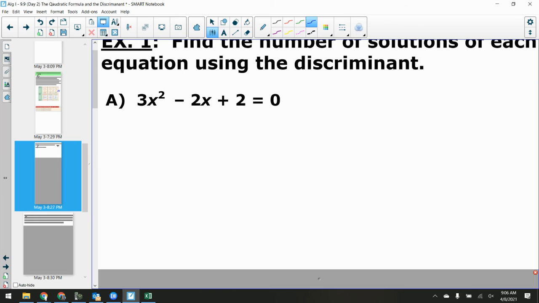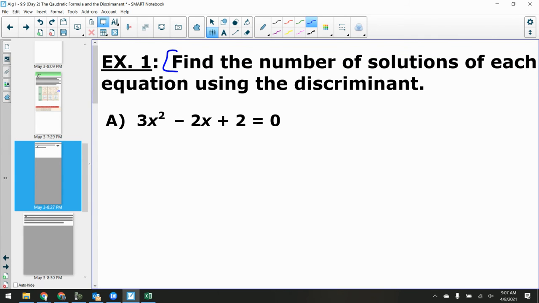Let's see what we got here: 3x squared minus 2x plus 2. Again, what am I doing here? I'm finding the number of solutions. Please understand the directions here. I'm not actually asking you to find what the solutions are. I really don't care what they are. All I'm caring about is what type of solutions there are. I say in the directions of the problem, just use the discriminant. You don't need to use the whole quadratic formula. So let's identify what A, B, and C are. A is 3, B is -2, C is +2.